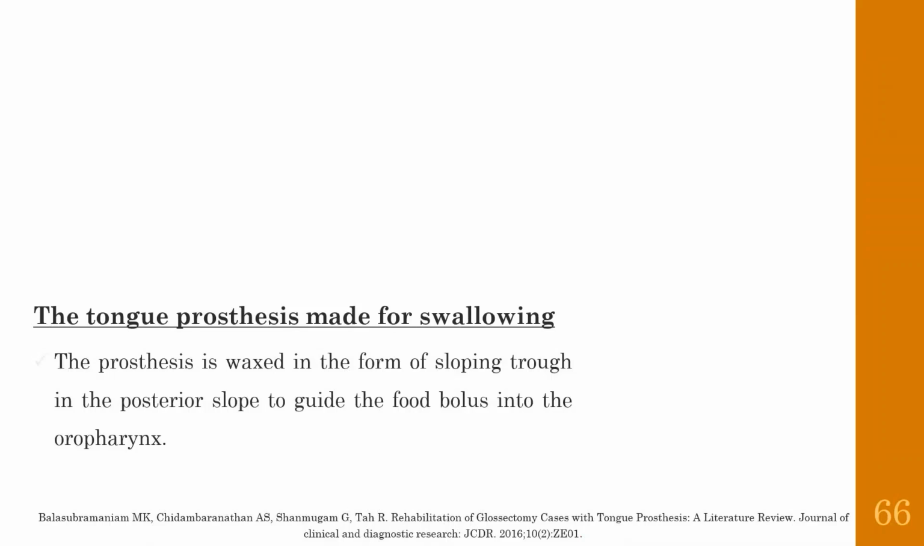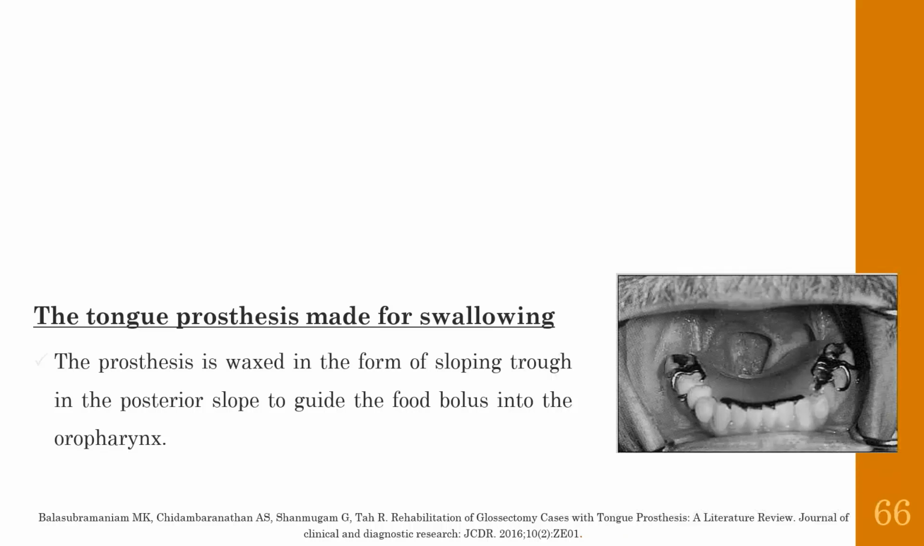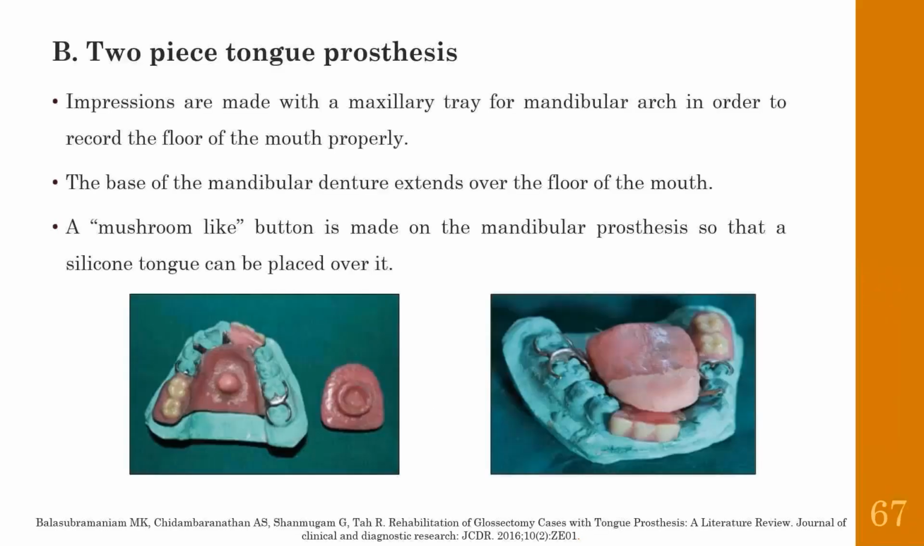The tongue prosthesis made for swallowing. The prosthesis is waxed in the form of a sloping trough in the posterior slope to guide the food bolus into the oropharynx. The two-piece tongue prosthesis.